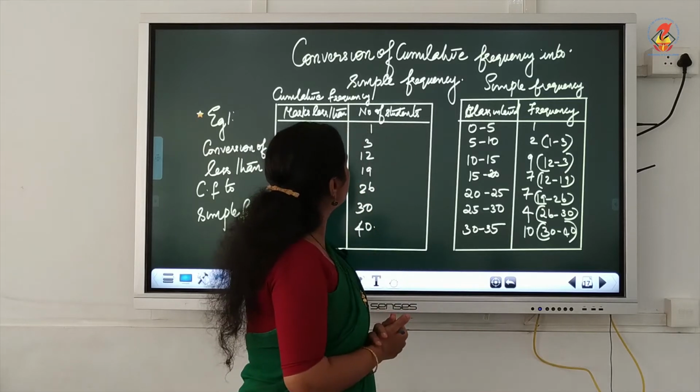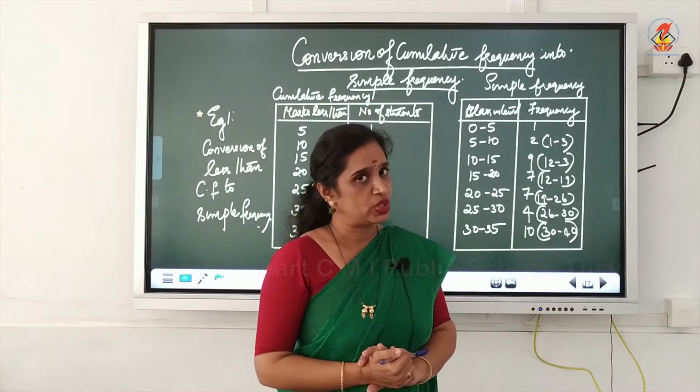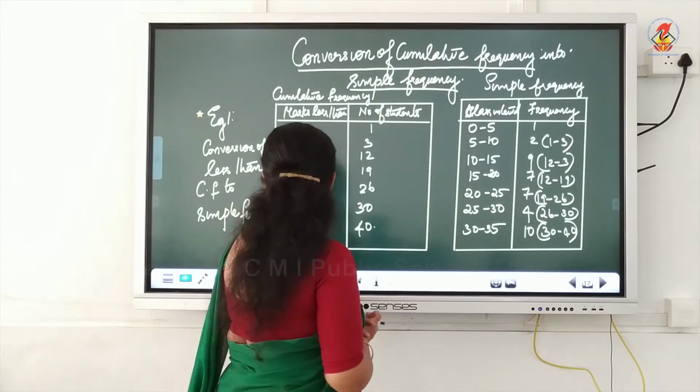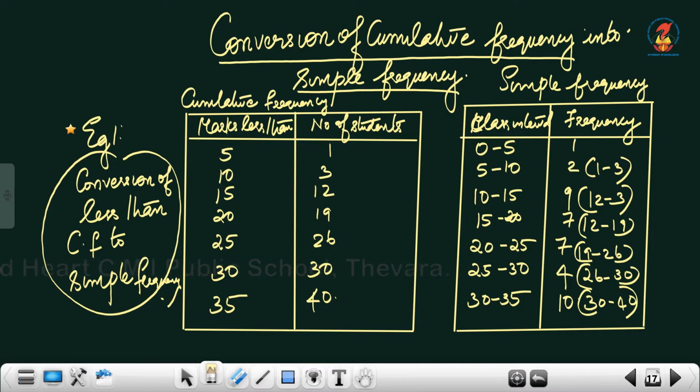First we will see the conversion of less than cumulative frequency to a simple frequency. So the heading is conversion of cumulative frequency into a simple frequency. We know there are two types of cumulative frequency, less than and more than. So first we are going to discuss the conversion of less than cumulative frequency to a simple frequency.